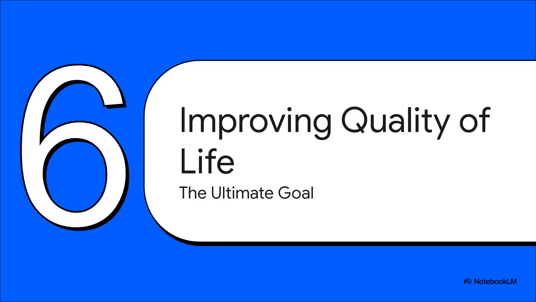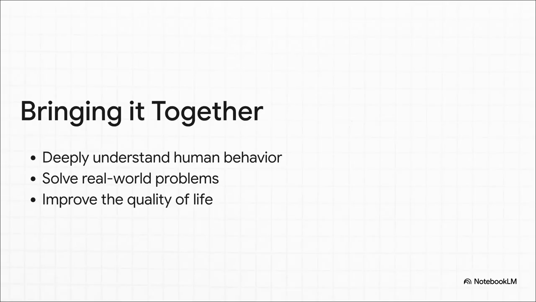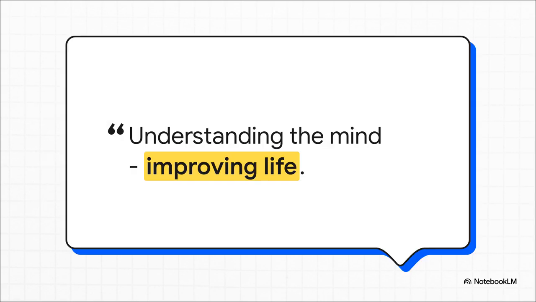And finally, Section 6, Improving Quality of Life. This is the ultimate goal. Because ultimately, all of these 10 distinct branches work together to achieve three profound things: to deeply understand human behavior, to solve real-world problems in your classrooms or workshops, and to tangibly improve our overall quality of life. That is the whole shebang, the true synthesis of everything we've discussed today. So we'll close on this really powerful thought: understanding the mind, improving life.